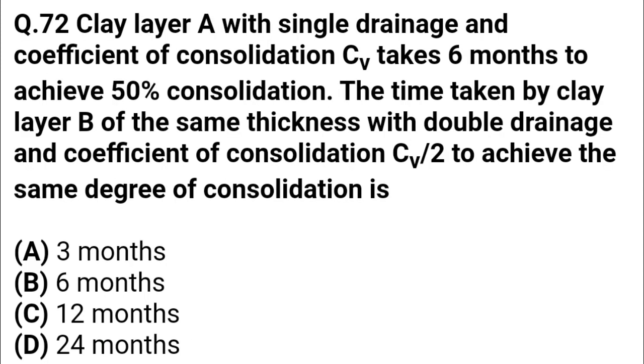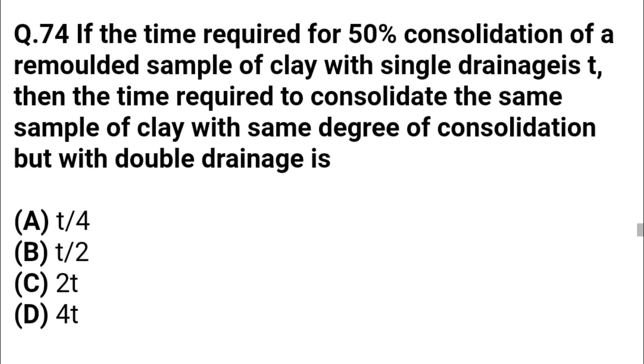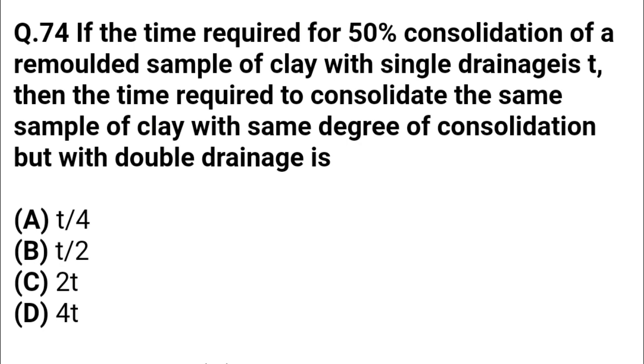Clay layer A with single drainage and coefficient of consolidation Cv takes 6 months to achieve 50% consolidation. The time taken by clay layer B of the same thickness with double drainage and coefficient of consolidation Cv by 2 to achieve the same degree of consolidation is: option A, 3 months; option B, 6 months; option C, 12 months; option D, 24 months. The correct answer is option A, 3 months.